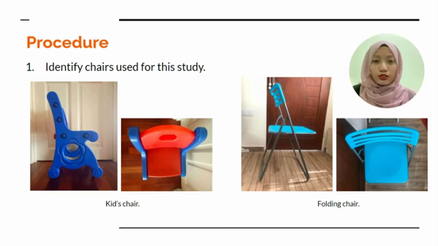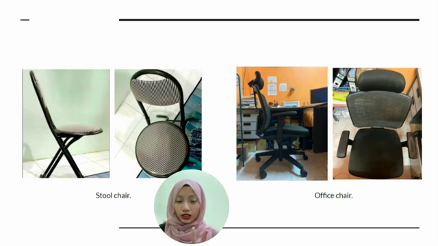Next, we move on to the procedure and findings of this study. The first step we have taken is to identify the types of chairs that we want to use for this study. We have chosen 4 types of chair. The first one is the kids chair, the second one is the folding chair, the third one is the stool chair, and the fourth one is the office chair.